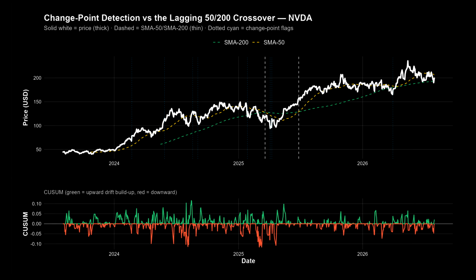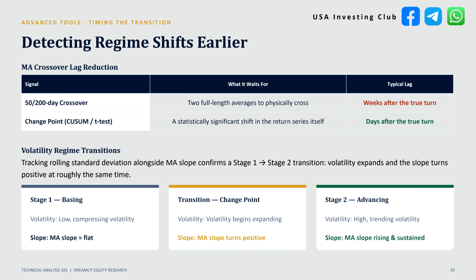So the real lesson here isn't that change point detection is simply better. It's earlier at the moments that matter, but it also asks you to filter out more noise along the way. Speed and sensitivity come as a package deal. Let's quantify that timing gap directly, and then connect it to one more confirming signal: volatility.